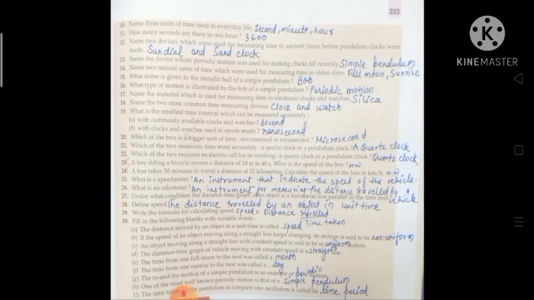Then E. The time from one full moon to the next was called a month. F. The time from one sunrise to the next was called a day. G. The to and fro motion of a simple pendulum is an example of periodic motion. H. One of the most well-known periodic motion is that of simple pendulum. Then I. The time taken by the pendulum to complete one oscillation is called its time period.